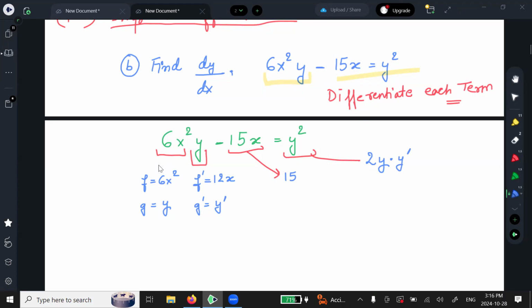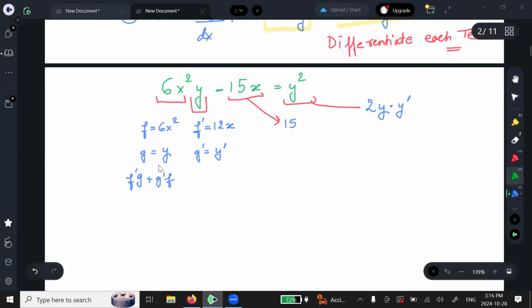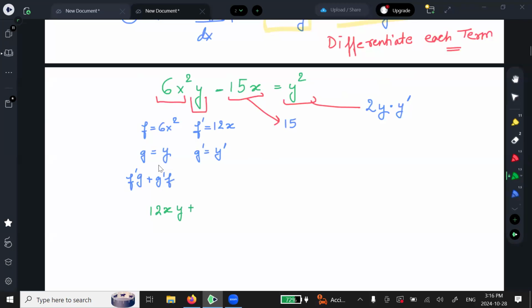Just make sure first step, differentiate, do exactly the same. Now apply the rules. So the product rule is, what is a product rule? Yeah, you must know this, okay? So multiply this, what do you get? F prime is 12x, g is just y, g prime is y prime times f, so I get 6x squared y prime. That is just for the first term.